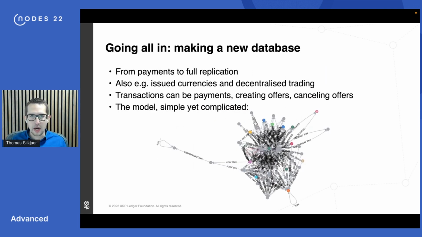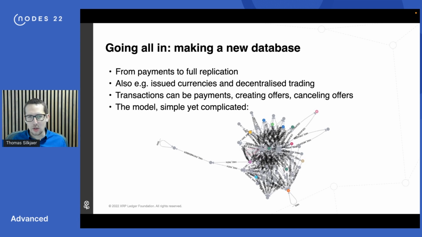Running the database for more than half a year, it was time to go bigger. In the most simple form, the XRP Ledger is just accounts and payments, but there is much more to it than that. For example, the XRP Ledger was the first decentralized exchange with support since 2012 for issuing and trading currencies. A transaction can be a payment, but it could also be a trade offer.